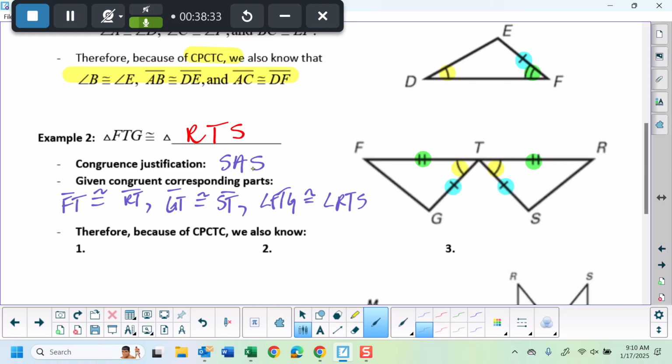Be mindful of the difference between a congruent statement, which is the top part. Here's my congruent statement. Here's my congruence justification. And here's my given. Turn to your partner and talk about, because of CPCTC, list all the things that you now know. Go.